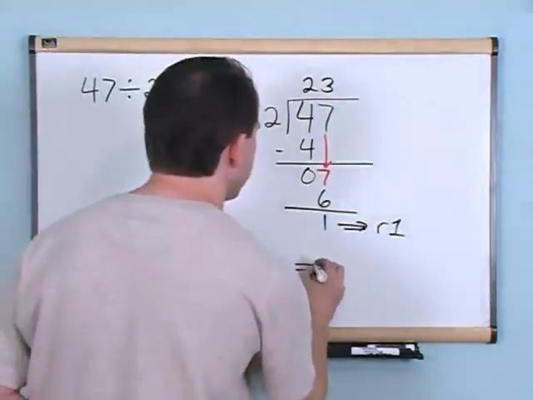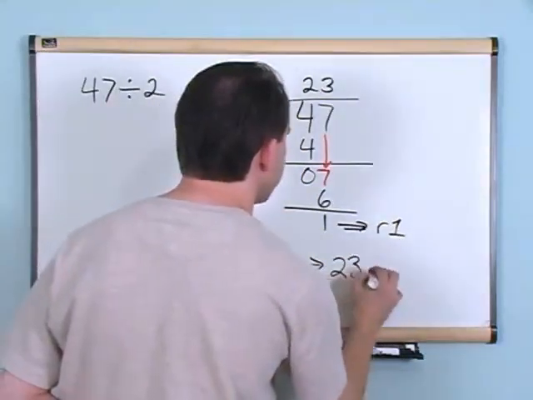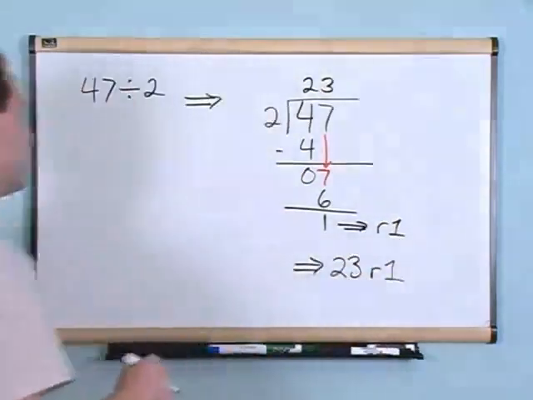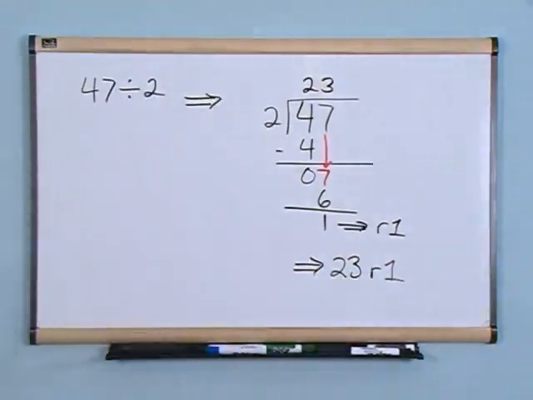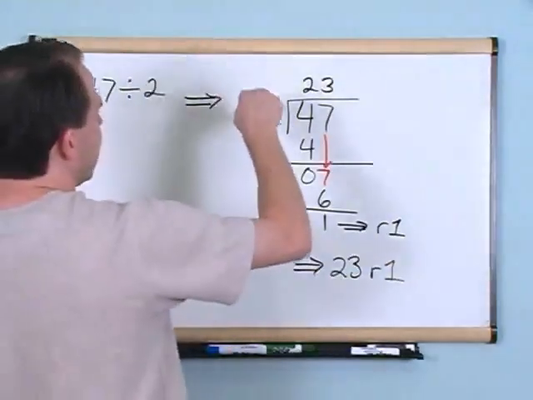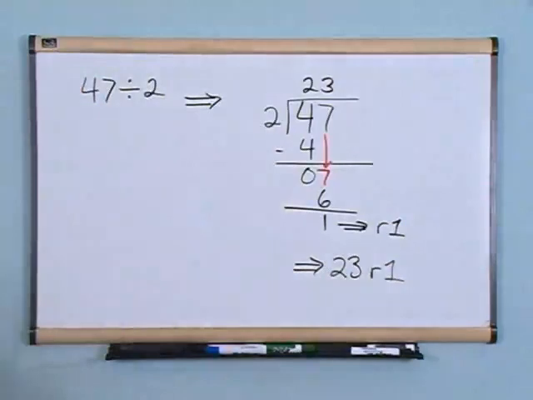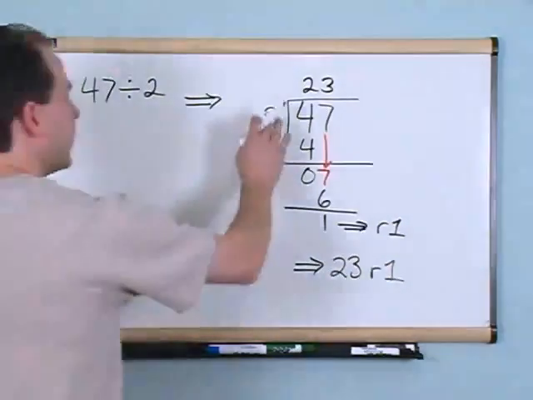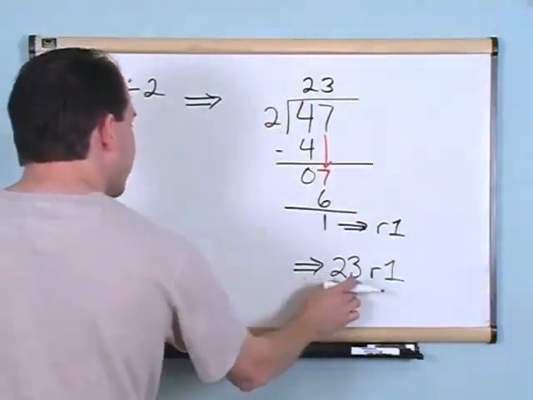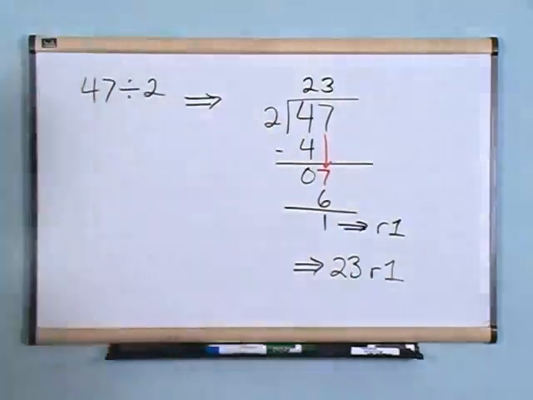So the answer to this problem is going to be 23 remainder 1. What this means is that if you take 47 and you divide by 2, then that will go in 23 entire times, but then you'll have 1 ball left over. You can't go an even number of times.